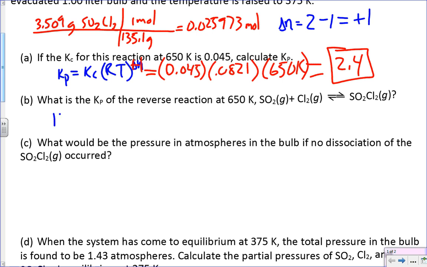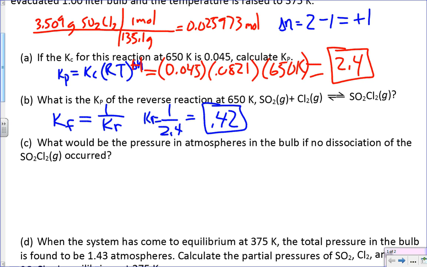When we talked about a reaction where we knew what the forward reaction's K was, and we wanted to know the reverse, the two are the reciprocal of each other. So if I want to know what the reverse is, it's going to be the reciprocal of the forward. Well, we just calculated the forward reaction was 2.4, so 1 over 2.4 should give us the K of the reverse. And that's going to end up being 0.42 to 2 sig figs. So that would be the Kp for that reaction.